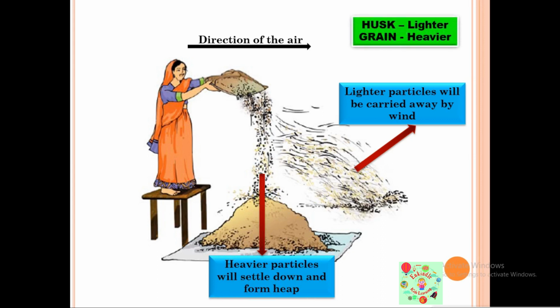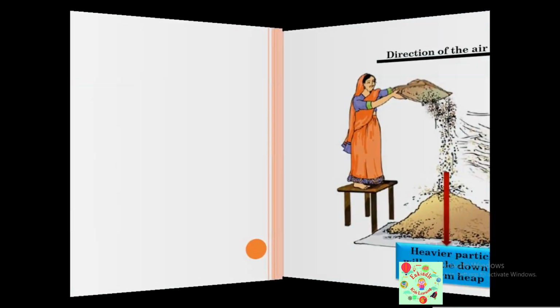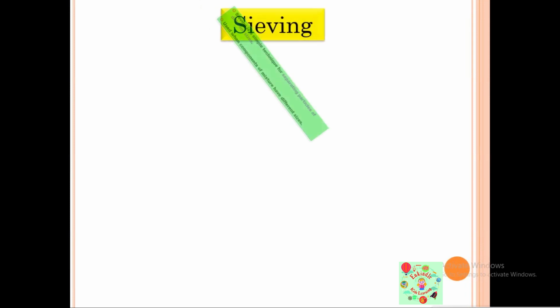Husk, which is lighter, will be carried away by wind, whereas grains, which are heavier, will settle down and form a heap. By the process of winnowing, the mixture of husk and grains is separated. That is, a lighter and a heavier component is separated. Now you will understand the definition of winnowing. That is, winnowing is a method of separation used to separate heavier and lighter components of a mixture by wind or by blowing air. Let's move forward with the next method of separation, that is sieving.